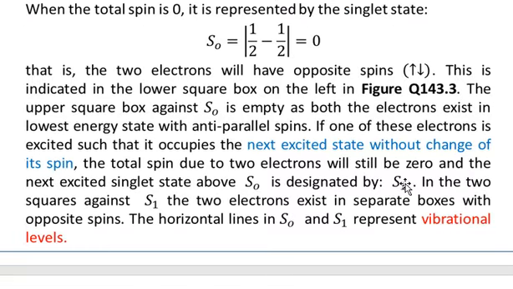So in forming the S1 singlet state, the two electrons will have the same sum of spins, which is half minus half, equal to 0. That is, even in the singlet state S1, the two electrons will have anti-parallel spins. In the two squares against S1, the two electrons exist in separate boxes with opposite spins, but of course with different energies. The horizontal lines in S0 and S1 represent the vibrational levels.